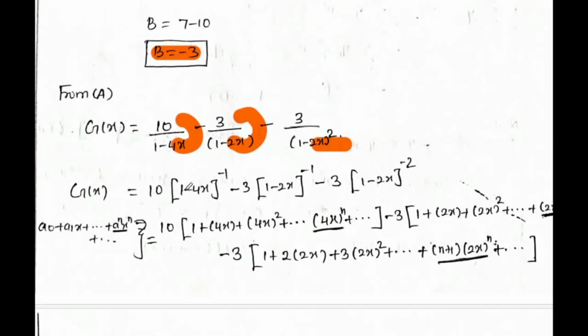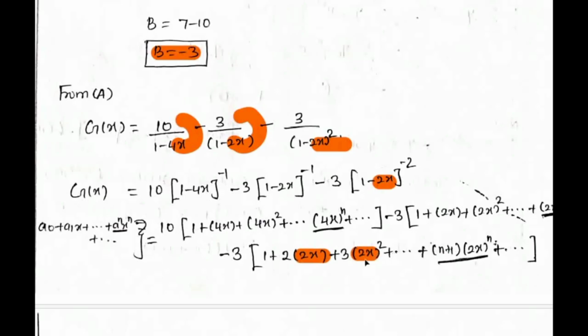So what is the binomial expansion? (1 minus x) power minus 1 equals 1 plus x plus x square plus etc. So here we get 1 plus 4x plus 16x square plus etc., plus 4 power n x power n plus etc. Similarly, 1 plus 2x plus 4x square plus etc., the nth term is 2 power n x power n plus etc. For the third one, we get (1 minus x) power minus 2 equal to 1 plus 2x plus 3x square and so on. So we get 1 plus 2 into x, 3 into x square plus etc.